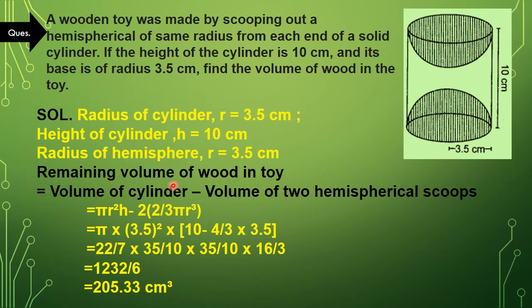So here the volume of wood in the toy is what? Volume of cylinder minus volume of two hemispheres, right? That is pi r square h minus 2 into the volume of hemisphere, that is 2 by 3 pi r cube. Just substitute the values. After solving you will get 205.33 centimeter cube. I hope this is clear to you.